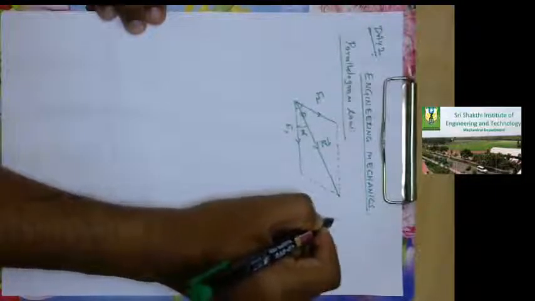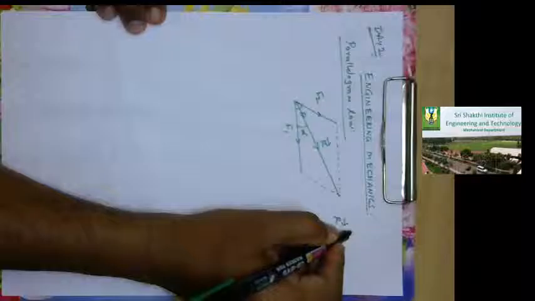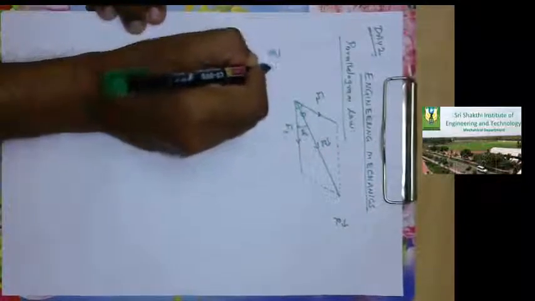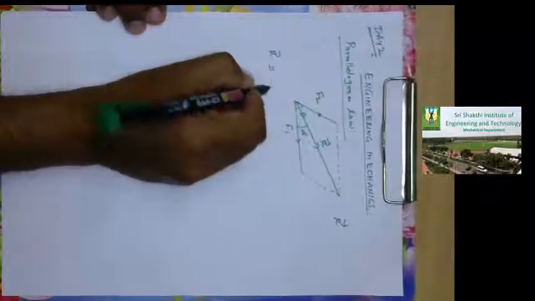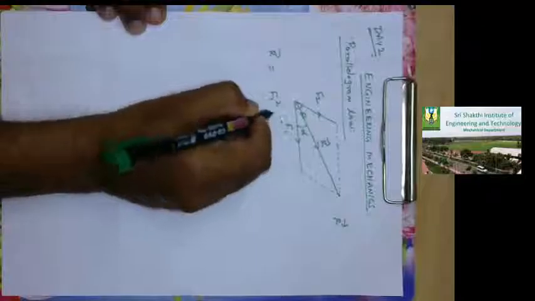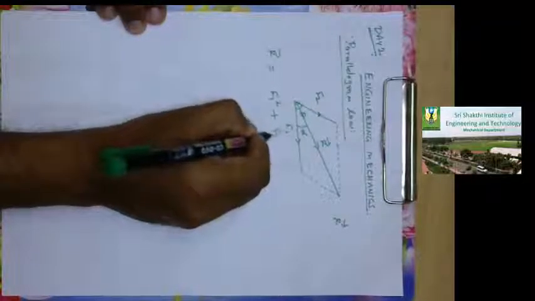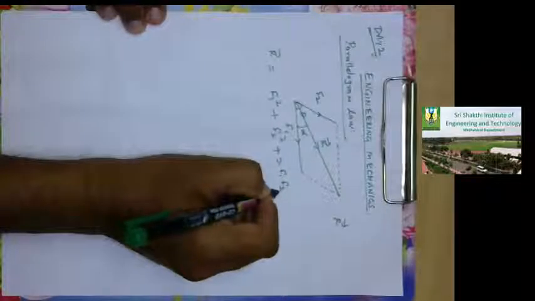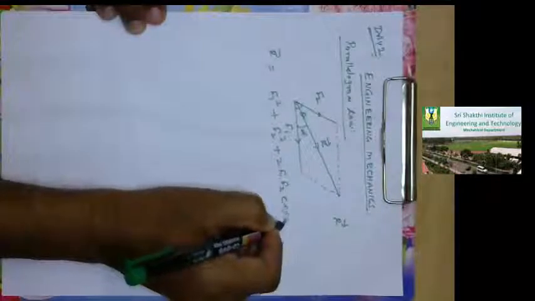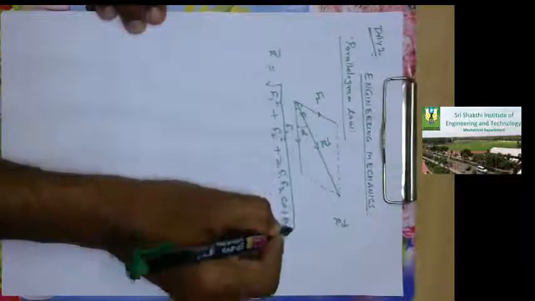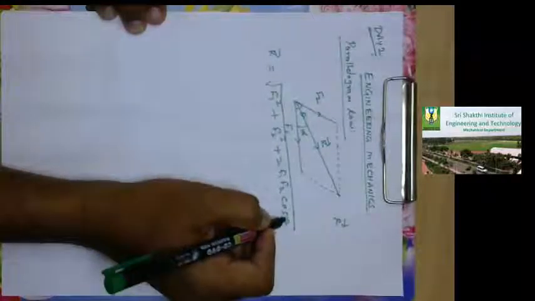To find the R vector, we wrote this formula in the last video, on day 1. R equals the square root of F1 square plus F2 square plus 2 F1 F2 cos theta, where theta is the angle between these two vectors. This value will give you the magnitude of the resultant.